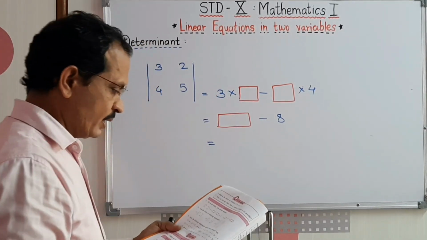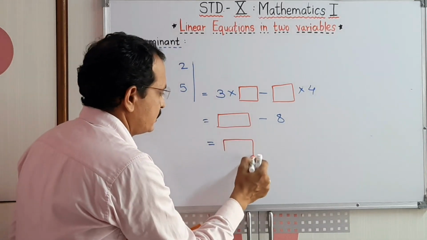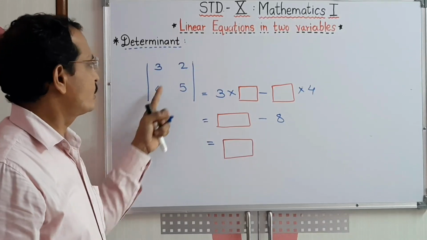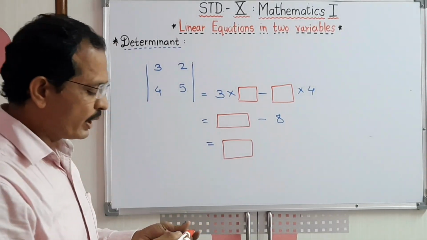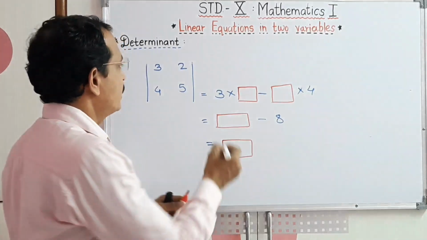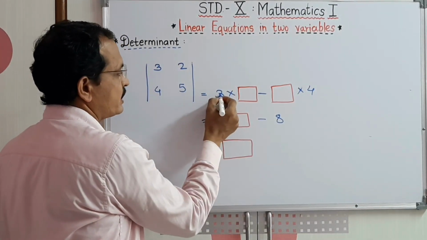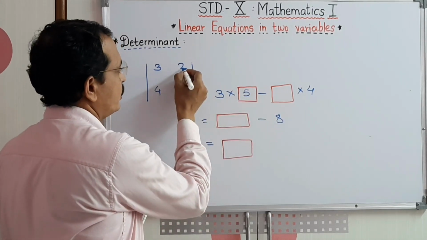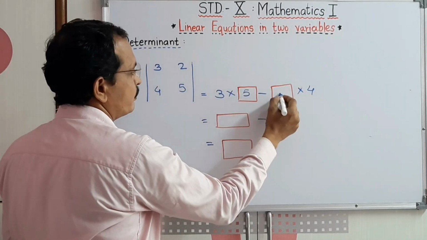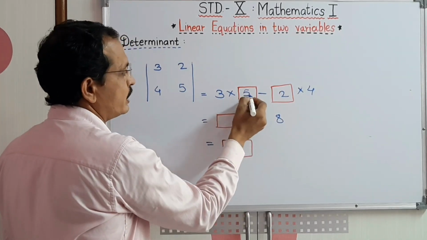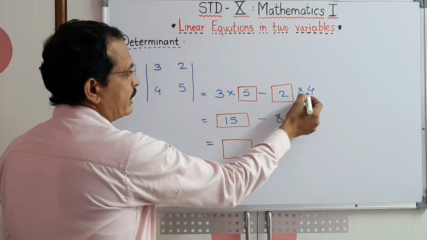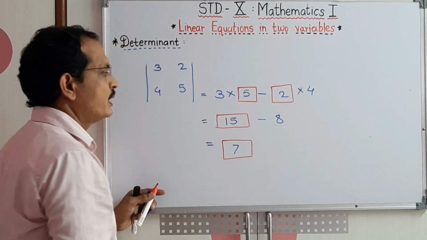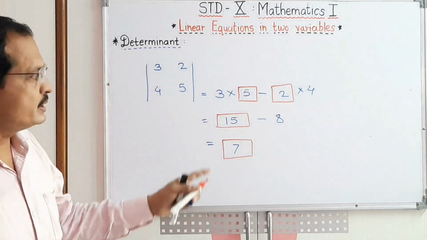Now see here, the final answer is here. See what is given: determinant 3 4 2 5 is given. We have to find out the value of this determinant. Therefore 3 into 5, so here we have to write 5, minus we have to write here 2 into 4. 4 is already given, therefore we have to write 2. Then it is 3 into 5, it is 15, minus 8, it is given, 15 minus 8 is 7. Therefore the value of this determinant is 7.